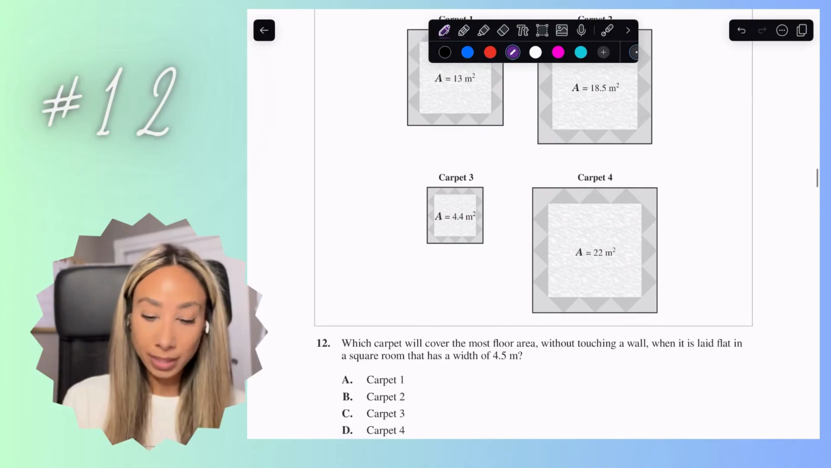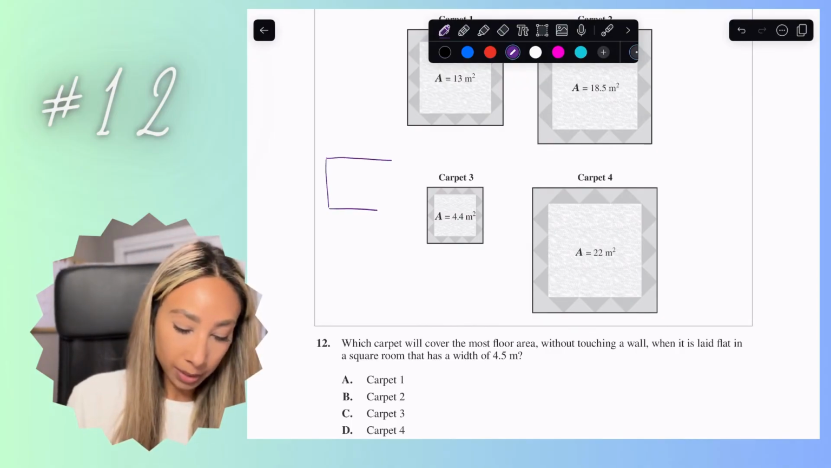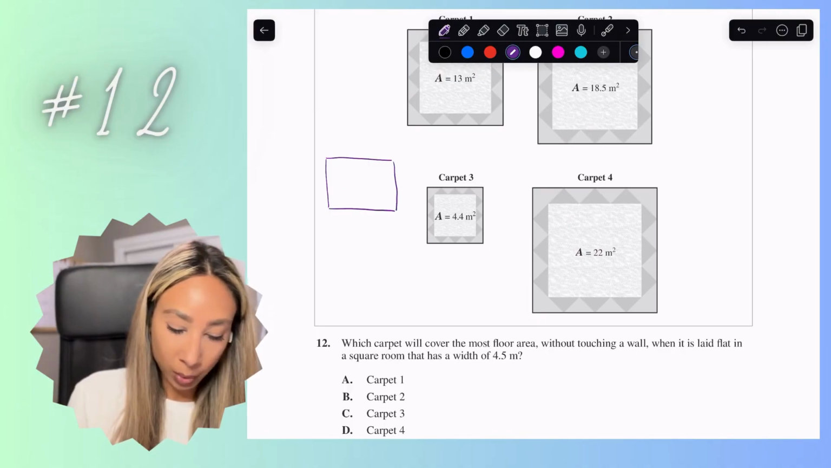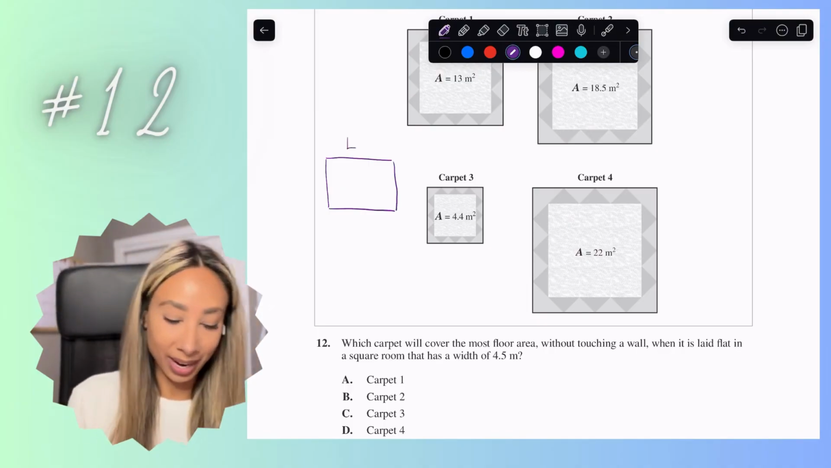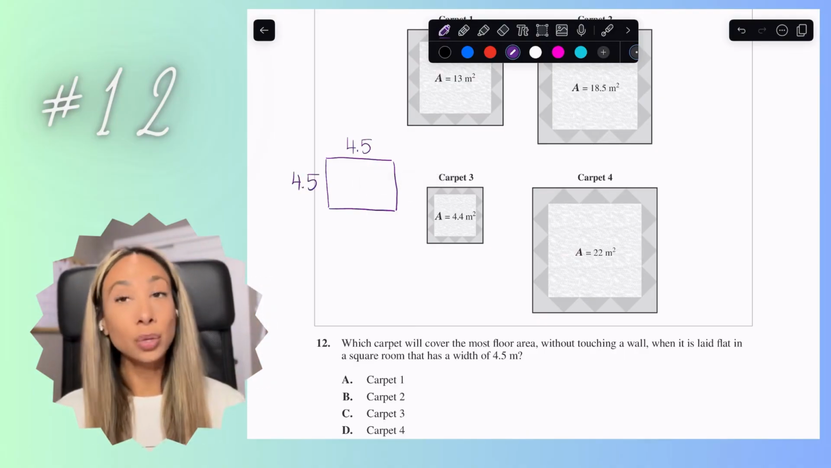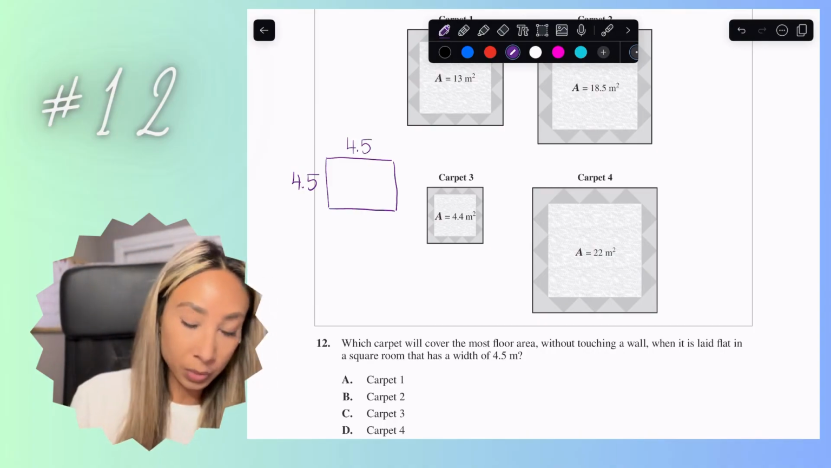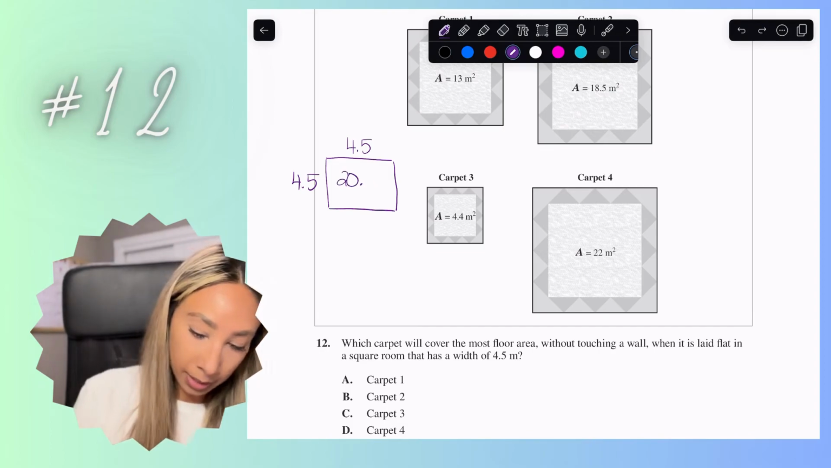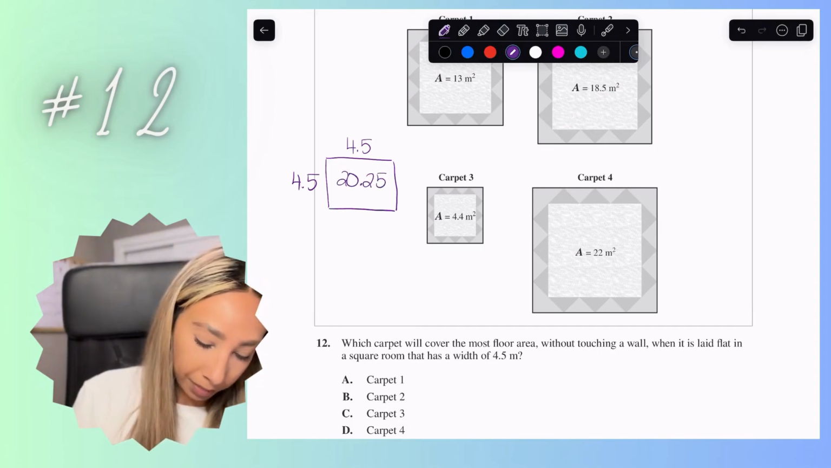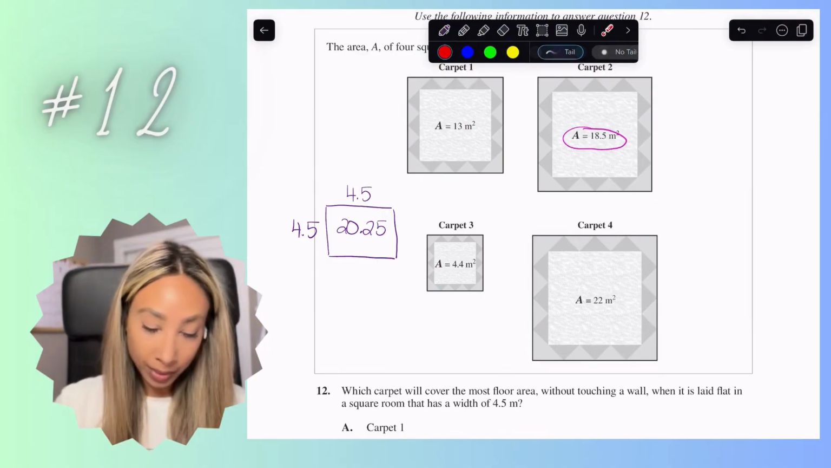So a couple of things here to note. So the first thing is, in the room that we're going to put the carpet in, it's going to be a square. We're going to pretend my drawing is a perfect square there. And we're saying it's 4.5 times 4.5. So that would be the width of it. So the area for this question, 4.5 times 4.5, is going to be 20.25, okay?